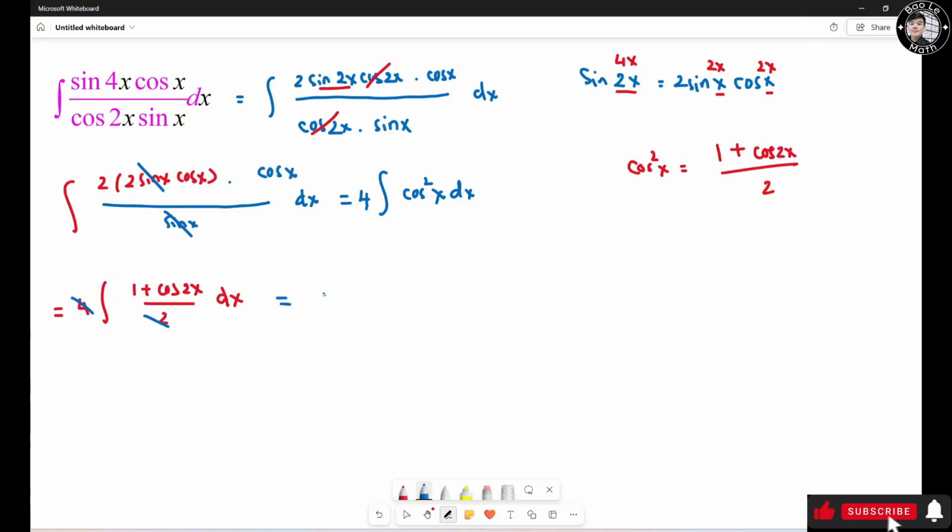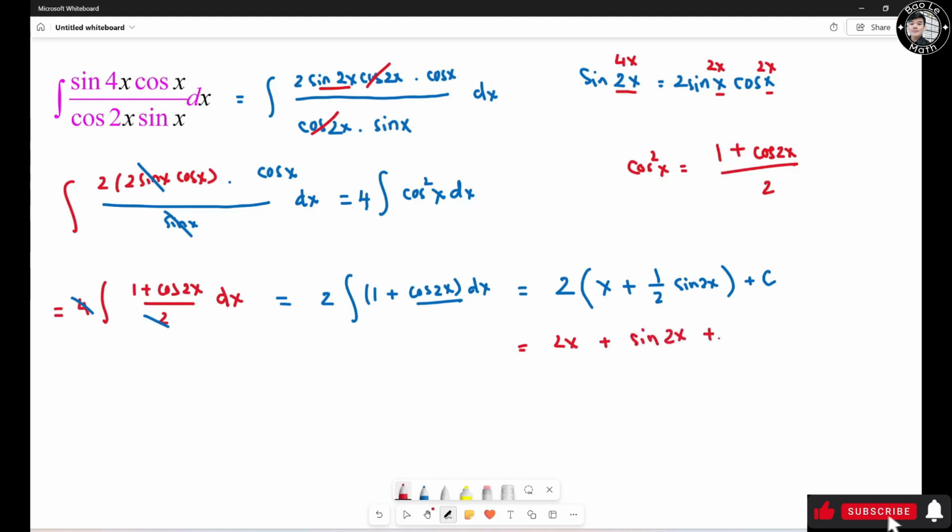So I have 2 left, right? So it could be 2 times the antiderivative of 1 plus cosine 2s all together ds, right? Now it's going to be 2 times the antiderivative of 1, which is s. This guy is going to be plus 1 half sine 2s plus c, right? Now I'm going to distribute 2, so it can be 2s plus sine 2s plus c. This one is the final answer.